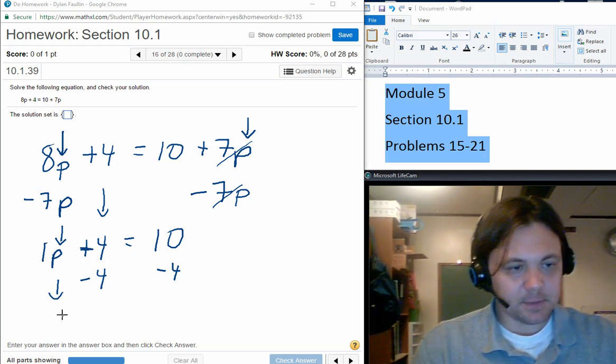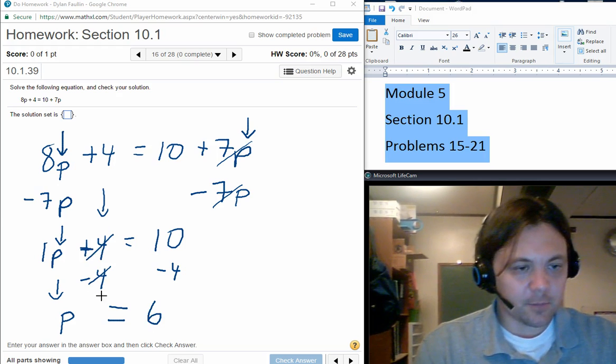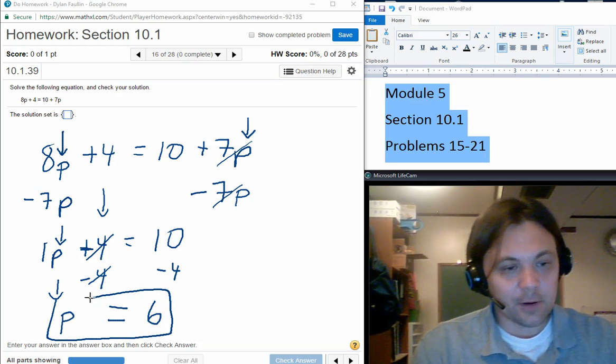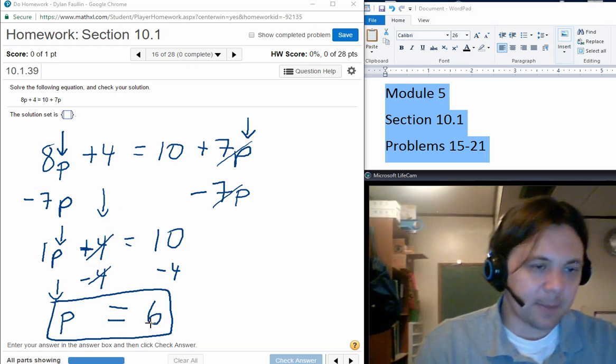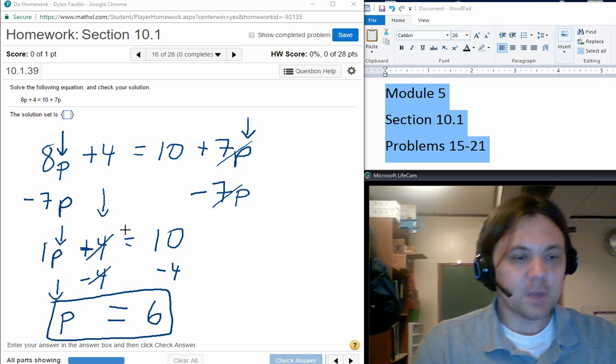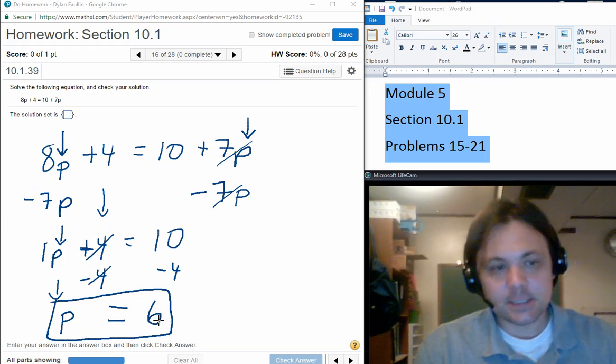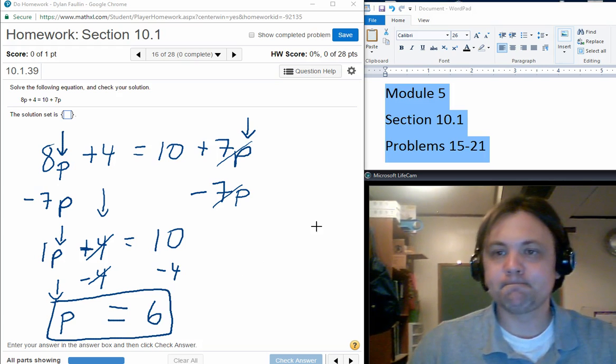1p, 1 times p is just the same thing as p. Copy down the equals to. 10 minus 4 is going to be 6. And I keep skipping over this, but the plus 4 and the minus 4 are canceling each other out, which is why I'm ignoring it, because in my mind, it's gone already, so I don't even think about it. But that's what happens to those two numbers. Right, so we end up getting p equals 6. That's going to be our solution.